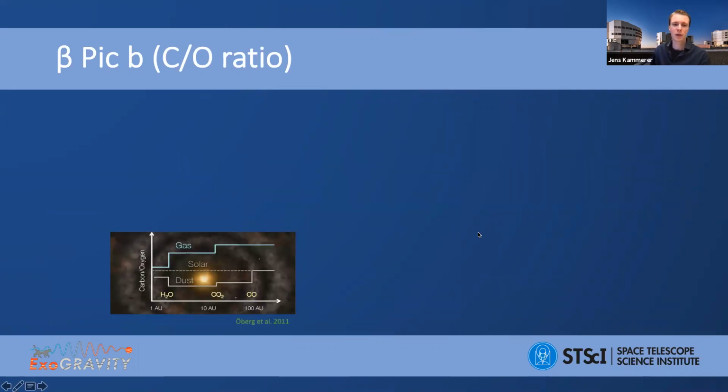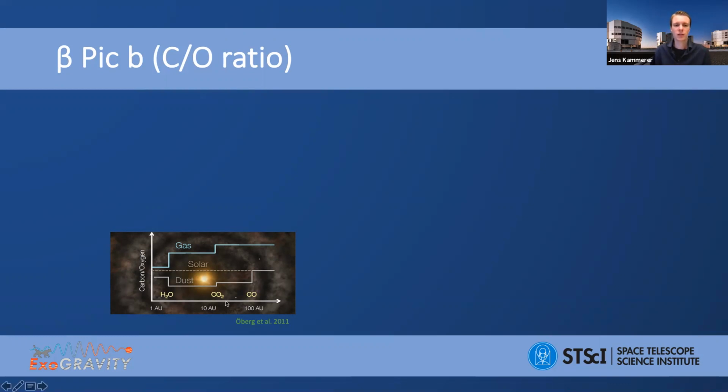Now, in a paper from 2011, Karin Öberg et al. have shown that the C/O ratio in the protoplanetary disk is varying as a function of the distance from the host star, because as a function of the distance from the host star, also the temperature varies. So as different species condense out from the gaseous to the dusty phase, also the C/O ratio of the gas or the dust is varying.